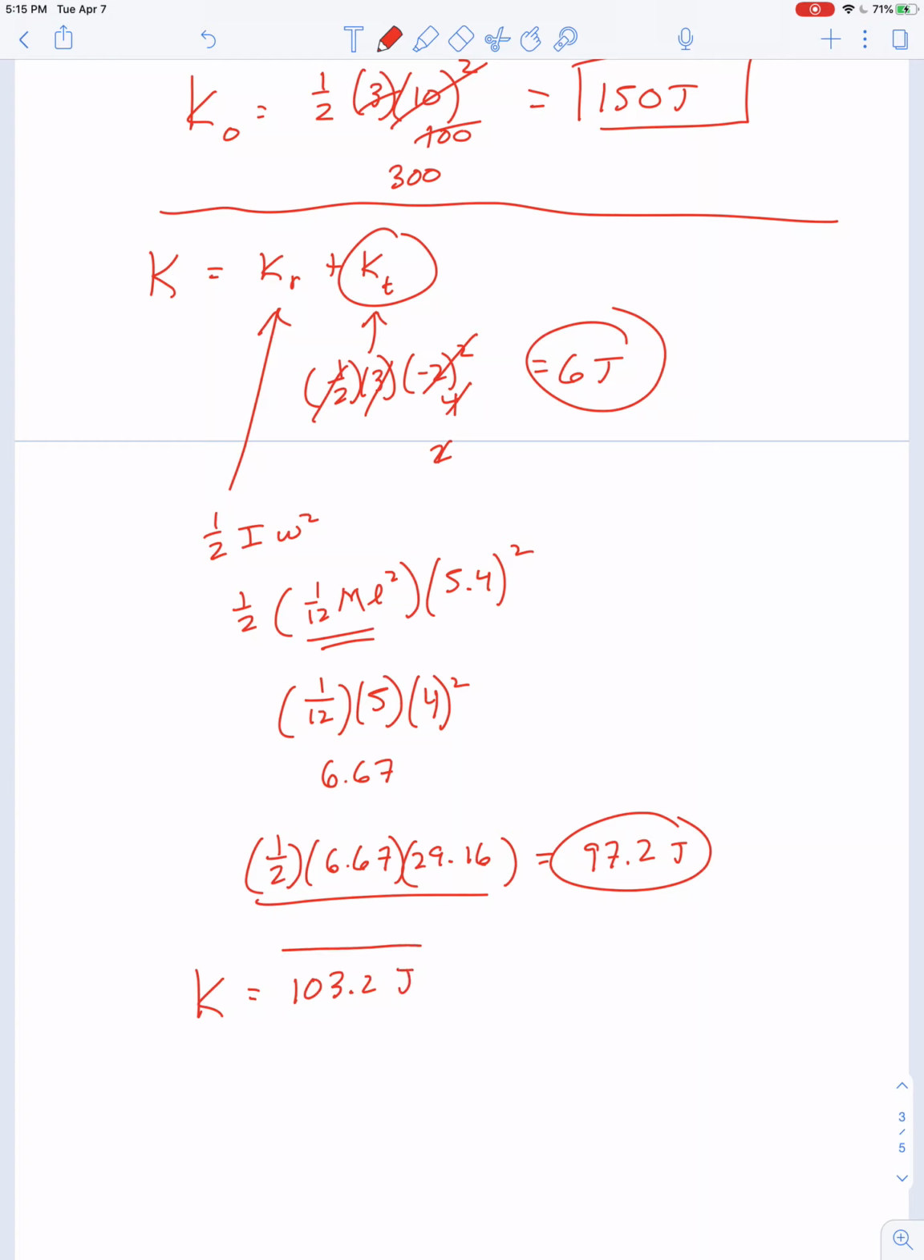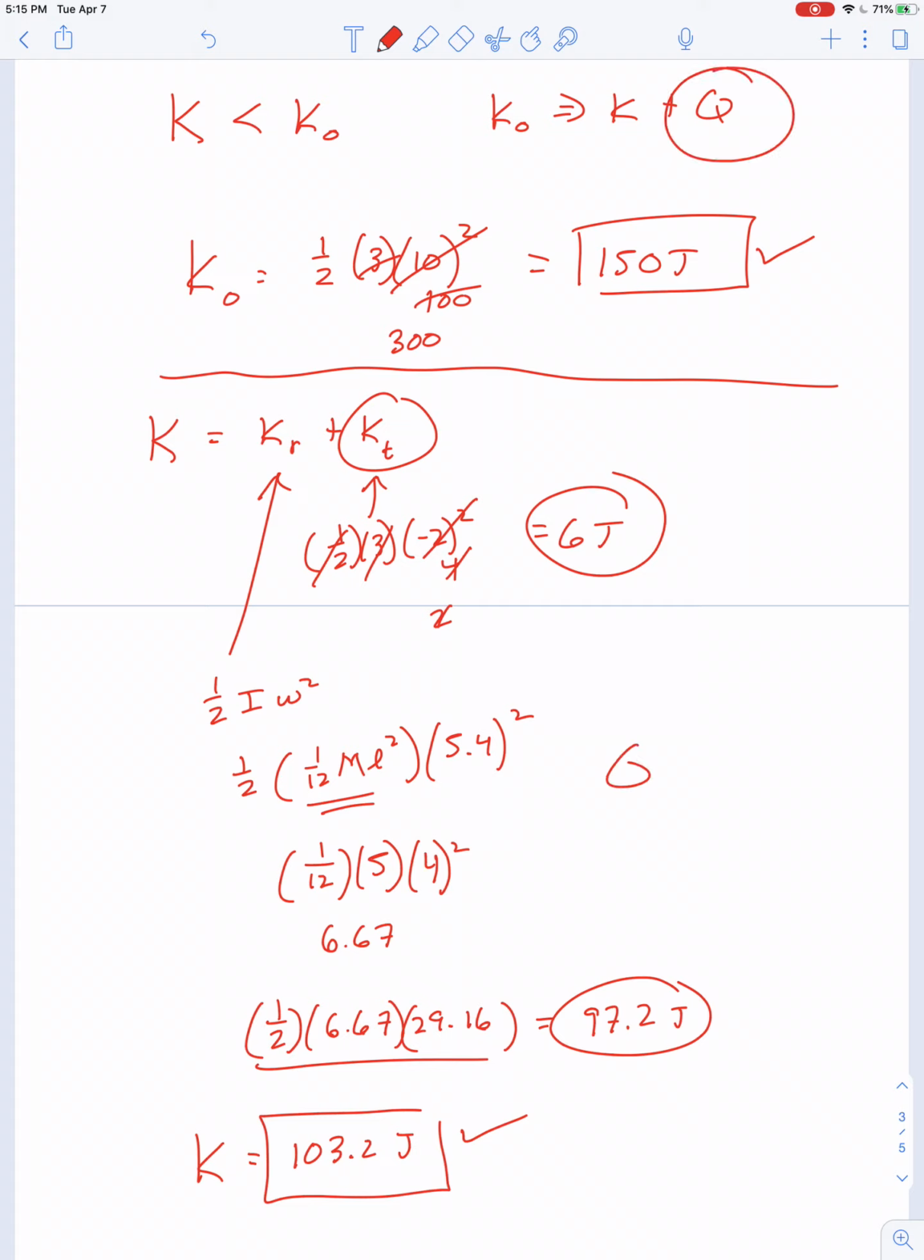Well, that's reasonable. 103.2 joules is less than 150 joules, so we can figure out what the Q value is. Our Q value is 150 joules minus 103.2 joules, which gives us 46.8 joules of wasted energy.